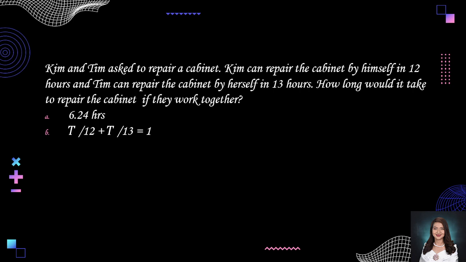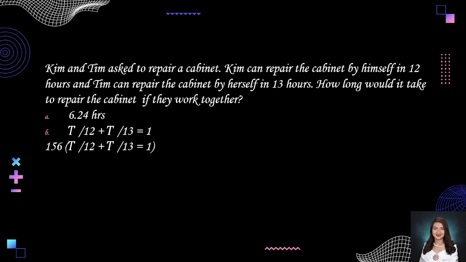We use the formula T over A plus T over B is equal to 1, wherein A is the hours of the first person and B is the hours of the second person. Here, the hours of the first person is 12 and the hours of the second person is 13. And if we compute our equation here, first we look at the denominator of our equation, and the common denominator is 156.